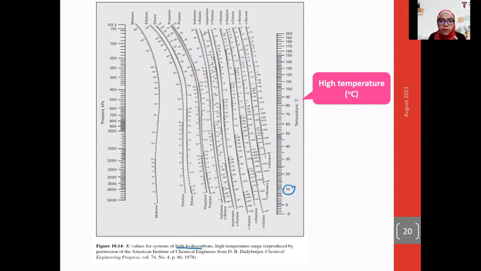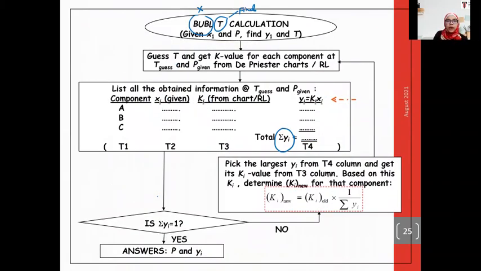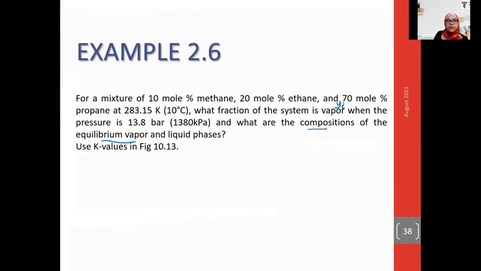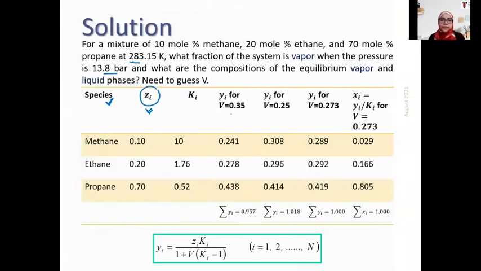Okay, so you need to convert the unit, and then you may refer or proceed to the line there, and then you can obtain the value of Ki, and then insert the value into this table. Then you can start by guessing the value of V. For example, you may choose any value in the range from 0 to 1 for V. Okay, for example, I start with 0.35.